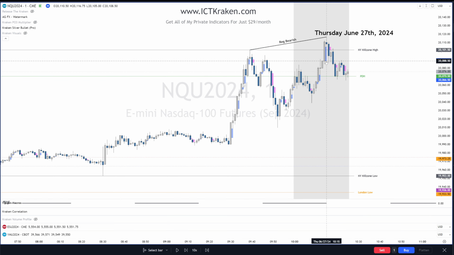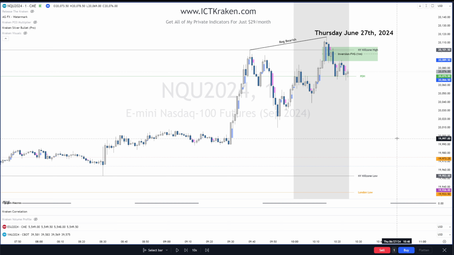All right. So in that case, market structure shift is still down here, though. Market structure shift is still down here. Inversion here just got traded into. Just missed it. So you do have an inversion there. Let's mark this as an inversion.